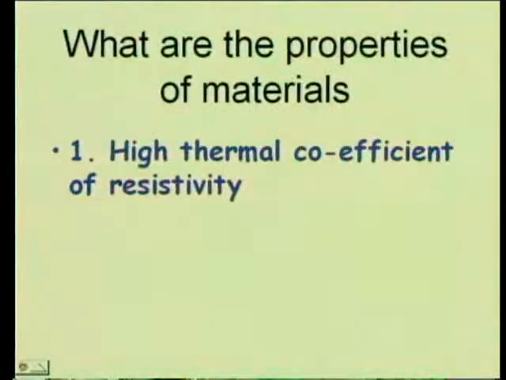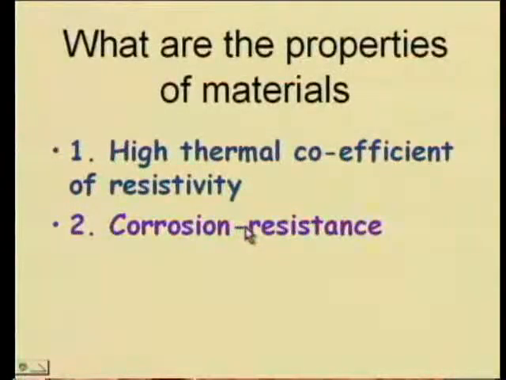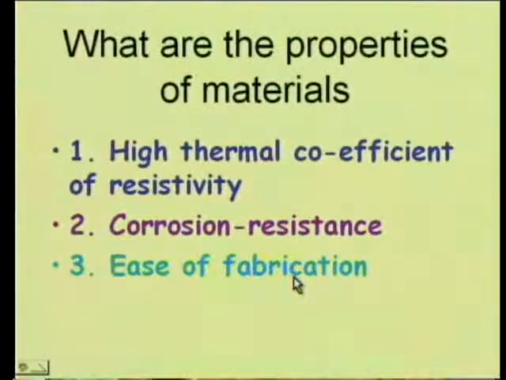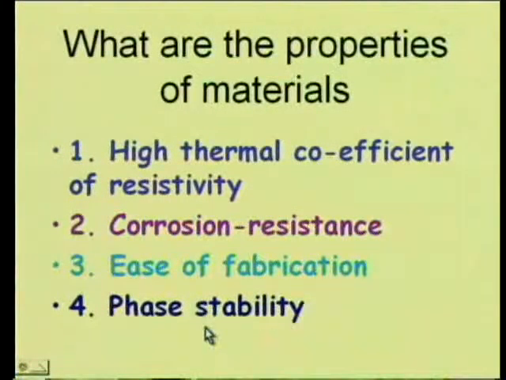When we take a particular resistance thermometer, the material should have particular properties. So what are those properties? What type of properties should that material have? High thermal coefficient of resistivity. So the material should have a high thermal coefficient of resistivity. The second one is corrosion resistance. So the conductor materials should be corrosion resistant. Next, ease of fabrication. When we go for fabricating or manufacturing, it should be easy. Phase stability. When it changes phase, stability should be there.